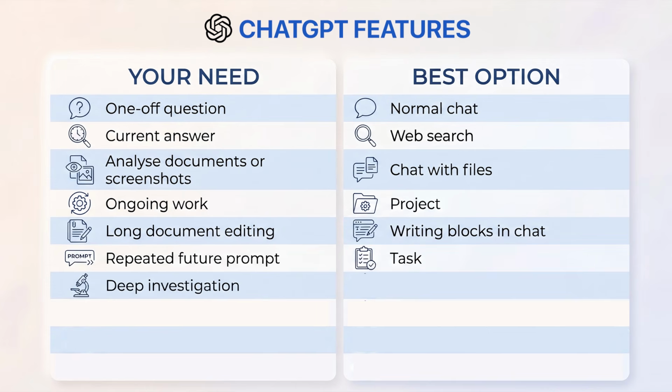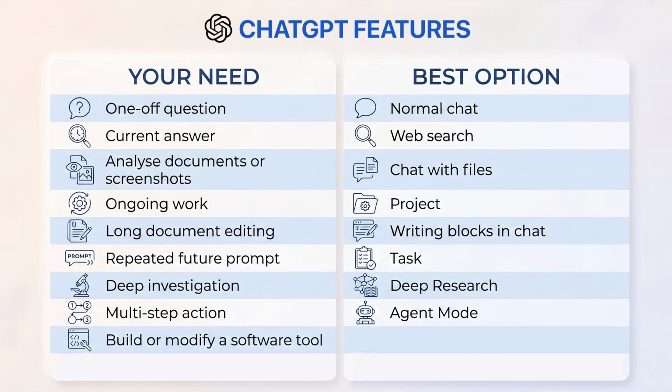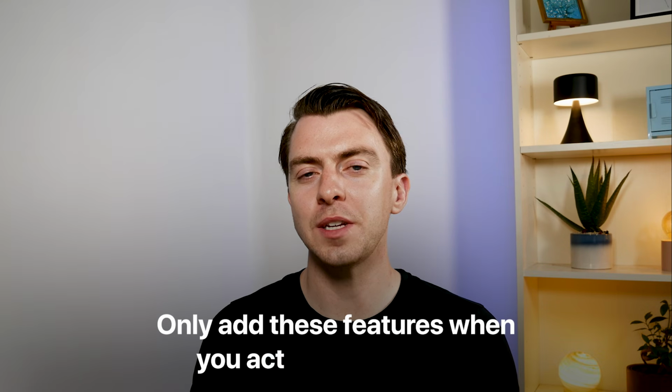Do you need a deep investigation? I recommend deep research. If you need to do a task with multiple steps involved, then I recommend agent mode. If you need to build or modify a software tool, then I recommend using Codex. Finally, if you have a reusable or shareable workflow, then a custom GPT is best for that. If you're starting out, I recommend just starting with the chat itself. And then as you get more comfortable, move on to level 2 and then level 3. And only add these features when you actually need them. If you don't need to build an app, you don't need to use Codex, even if everyone is talking about it. And if you're really not sure, even after that decision framework, I recommend just prompting ChatGPT and asking it what it thinks you need based on the context that you give it.